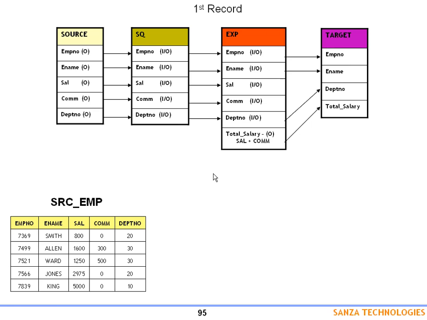Then row by row, Informatica will process. The first record comes out of the source qualifier. This is a representation for you. Internally, it will do file processing. So the first record comes from that file, and as per your expression transformation, it will transform the data. So what is the transformation? 800 plus 0, that is your total salary.